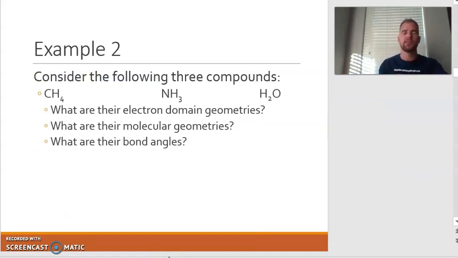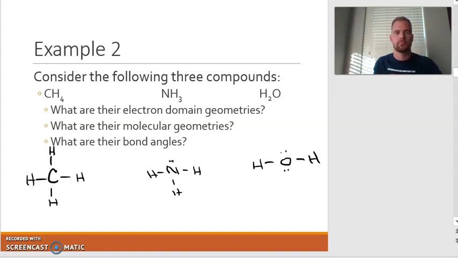So in example 2, it says consider the following 3 compounds. We have CH4, NH3, and H2O, right? So I know you know how to do this, and so real quickly, I'm going to get those Lewis dot structures all drawn for us. There we go. So we've got our 3 Lewis dot structures there. Now that we have them, the first thing we're going to ask about each and every one of these is what are their electron domain geometries. So we need to count how many electron domains there are. In methane, there are 4 electron domains, which means the electron domain geometry, and I'm going to write that as EDG, is going to be tetrahedral.